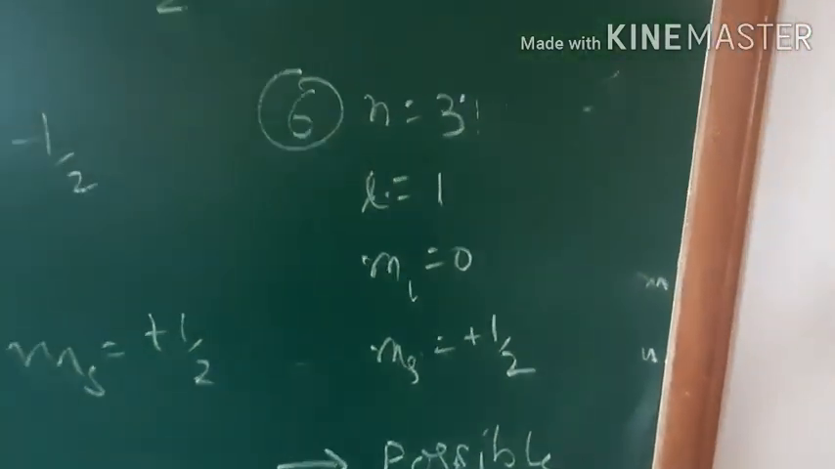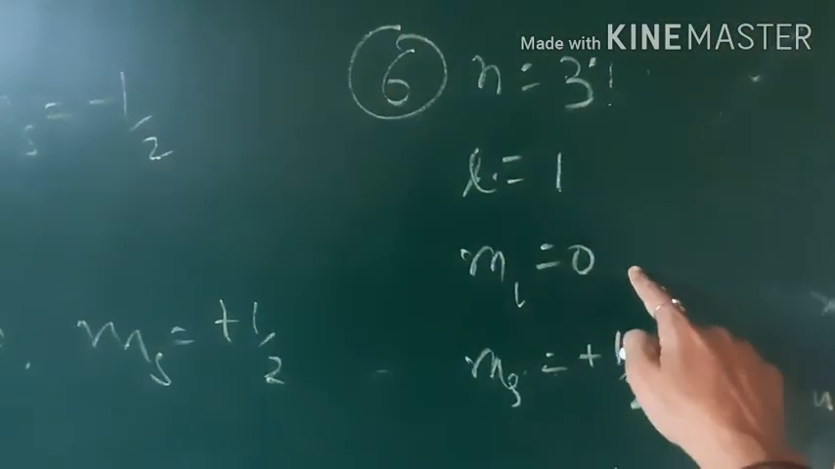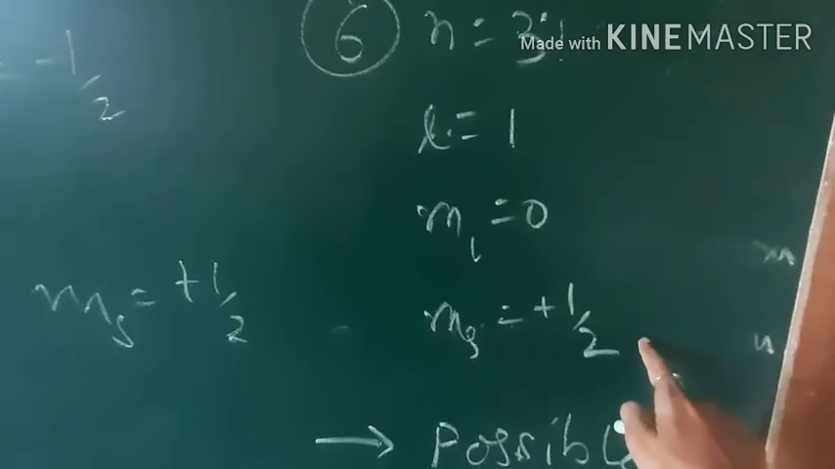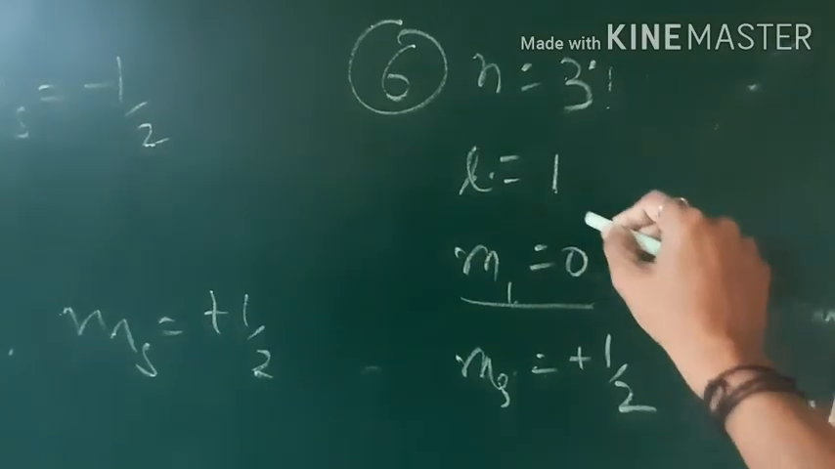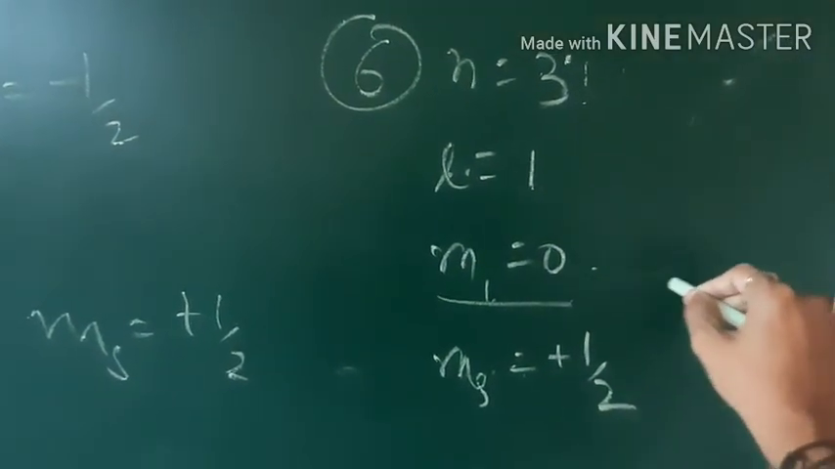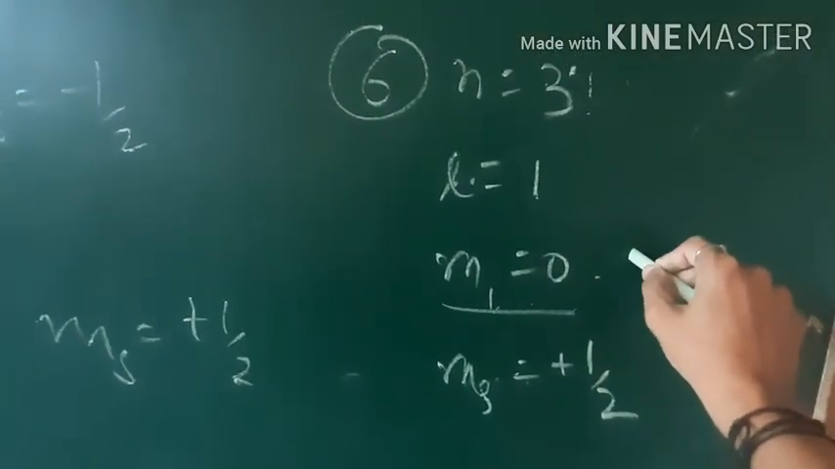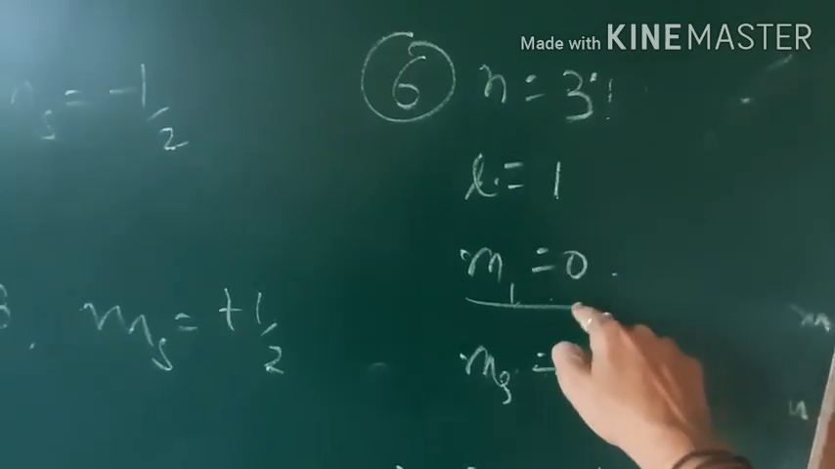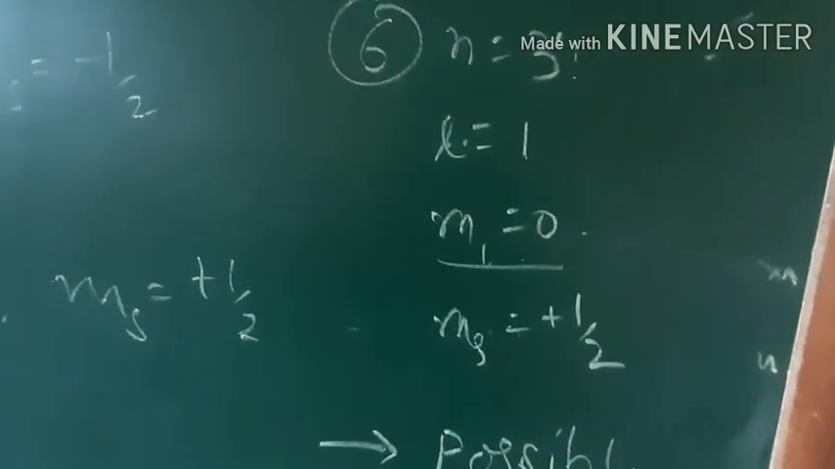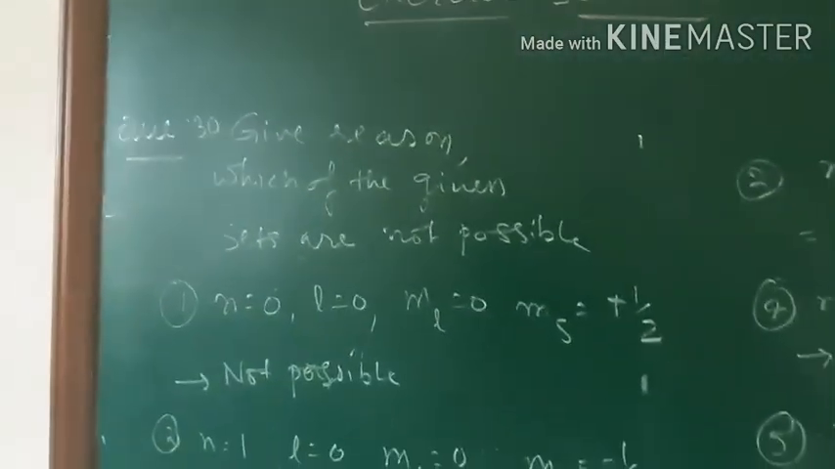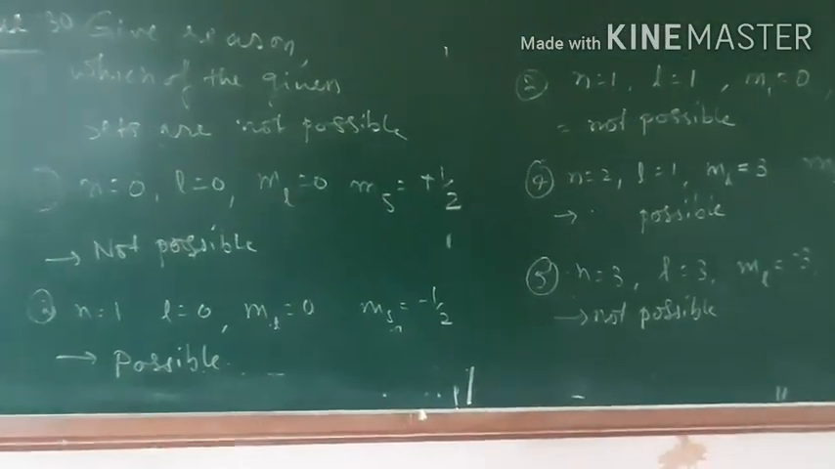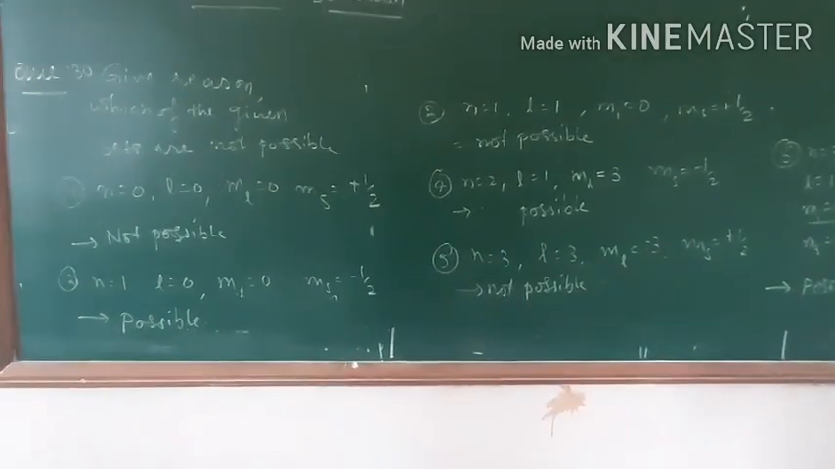And the last one, n is equal to 3, l is equal to 1, ml is equal to 0, ms is equal to plus half. So here, children, when we talk about this, l is 1, so ml can be minus 1, 0, plus 1. So this set is possible. So this is the solution for question number 30. You can just copy this particular one, children.